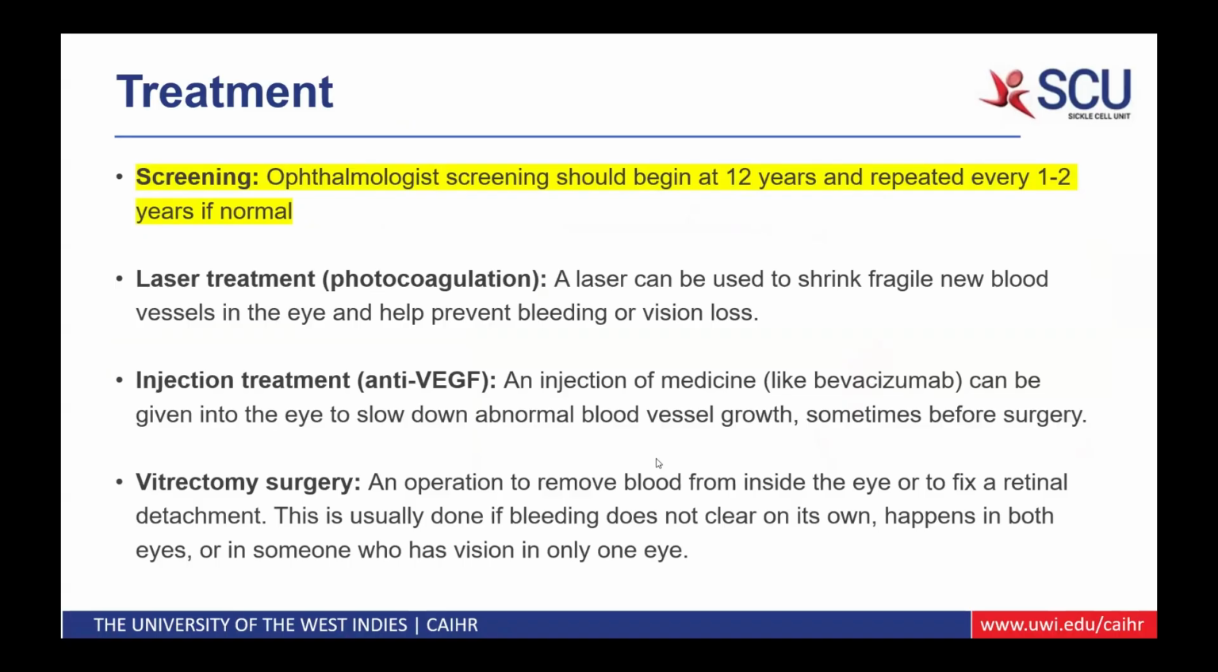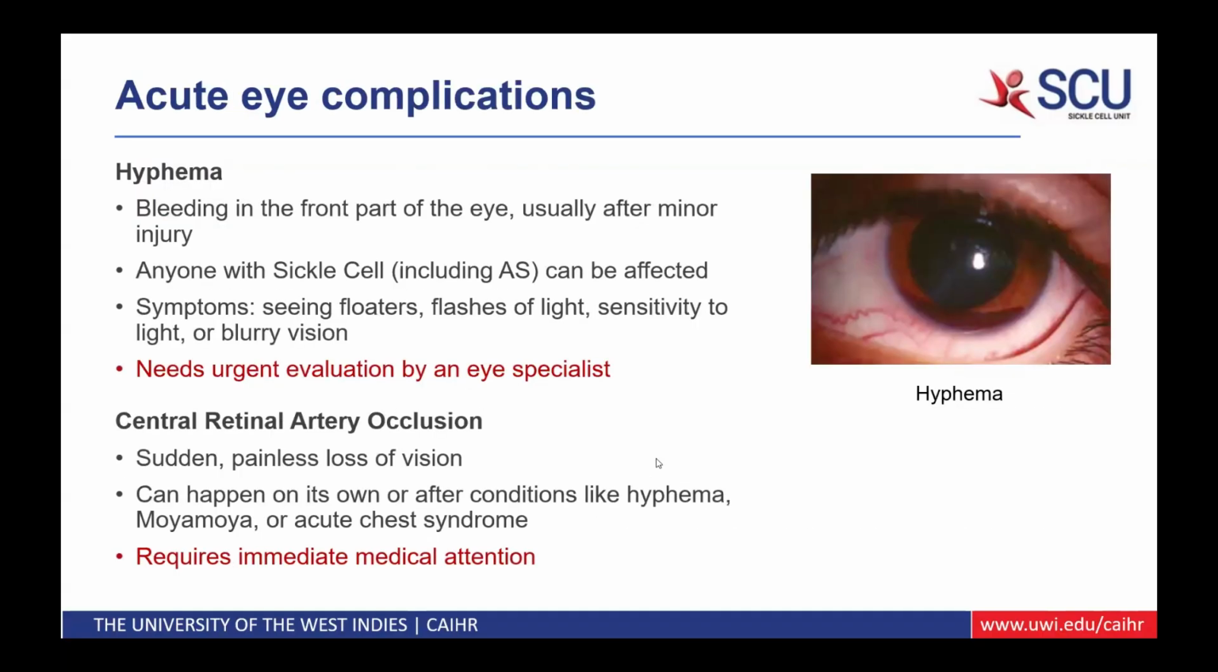If it does progress, then we can think about doing things like laser treatment, different medications like injecting particular things into the eye. And if you do unfortunately get bleeding or a retinal detachment, then we may have to think about surgery. But the critical thing to take away is that we want to start screening you from early to try and prevent it from progressing.